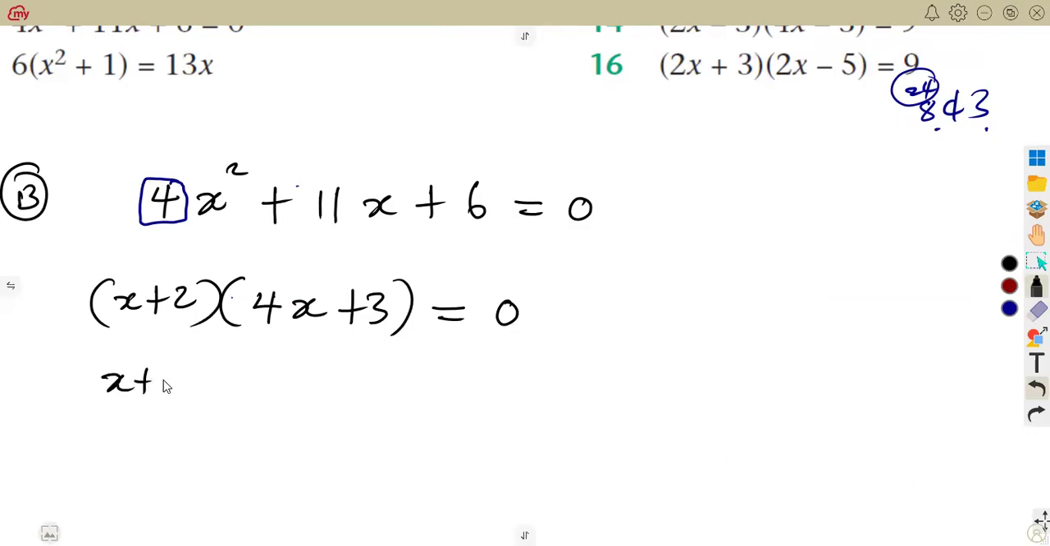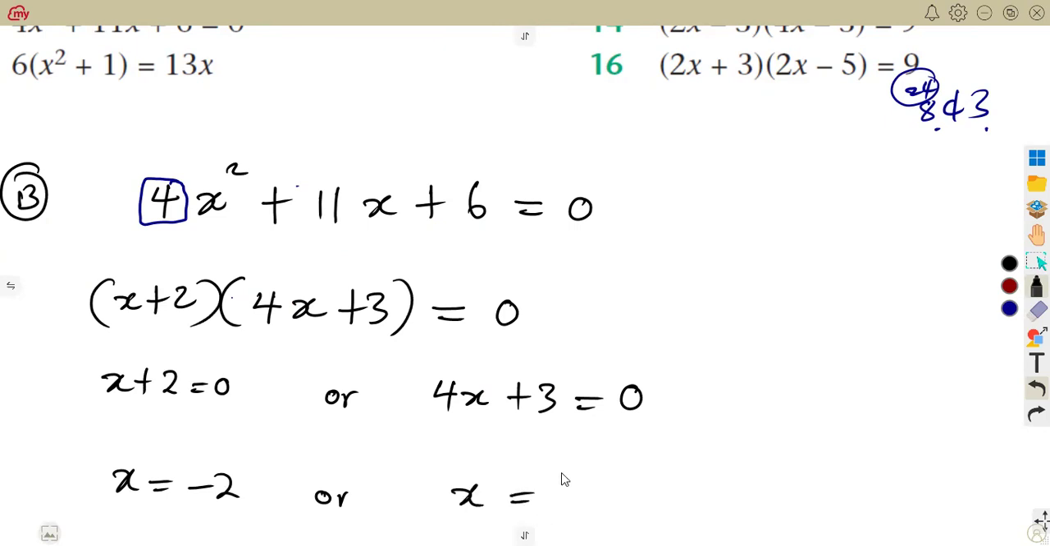So that's it, guys. One bracket must be equal to 0. So it's either we are going to have x plus 2 being equal to 0 or 4x plus 3 being equal to 0. That's x is equal to minus 2, or x is going to be what?